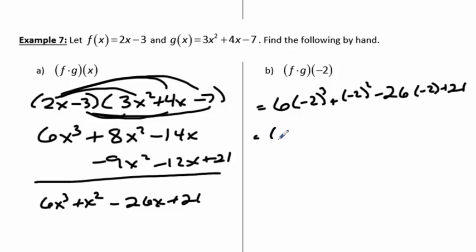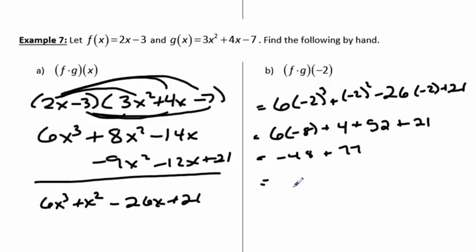Negative 2 cubed is negative 8, so this is 6 times negative 8. Negative 2 squared is 4, so plus 4. Negative 26 times negative 2 is positive 52, plus 21. 6 times negative 8 is negative 48, plus, these are all positives, let's add them up, 77. And finally, negative 48 plus 77 is 29.